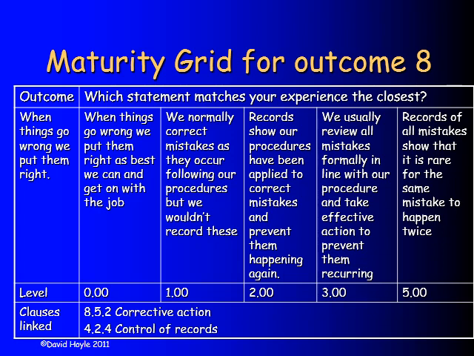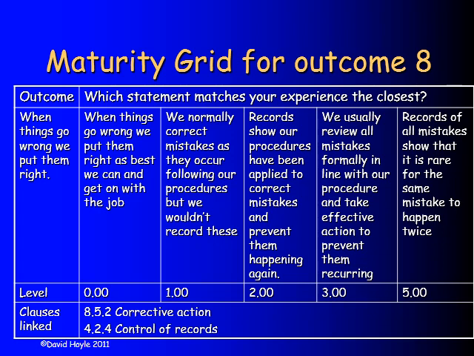So the questions that we ask to reveal the maturity are questions like this. When things go wrong, we put them right as best we can and get on with the job. That gets a 0 because that's not the expected behaviour. We normally correct mistakes as they occur following our procedures, but we wouldn't record these. Well, that gets a 1 because they correct their mistakes. Records show that our procedures have been applied to correct mistakes and prevent them from happening again. That's better, so we get a 2 from that, but it's still not good enough.